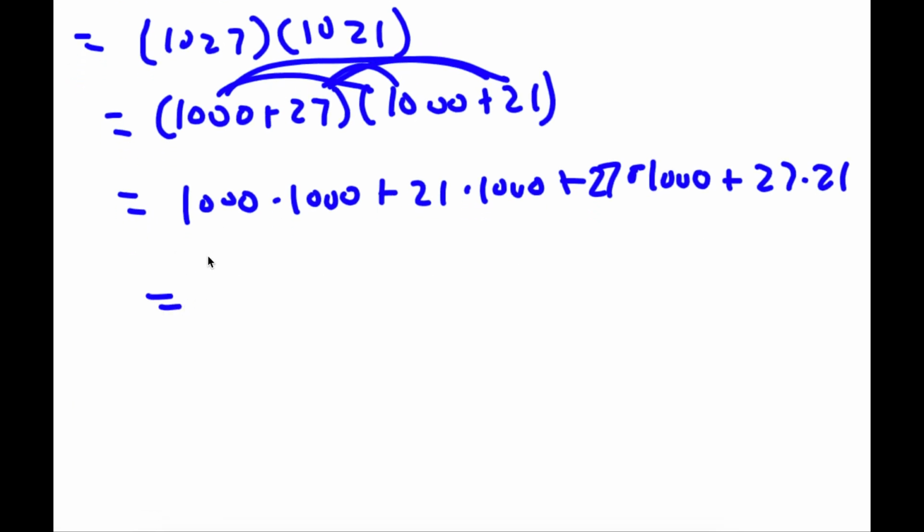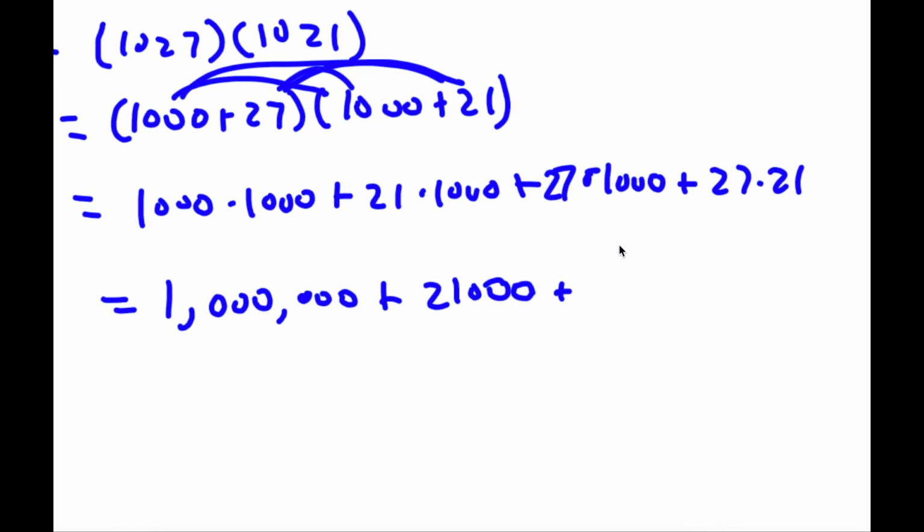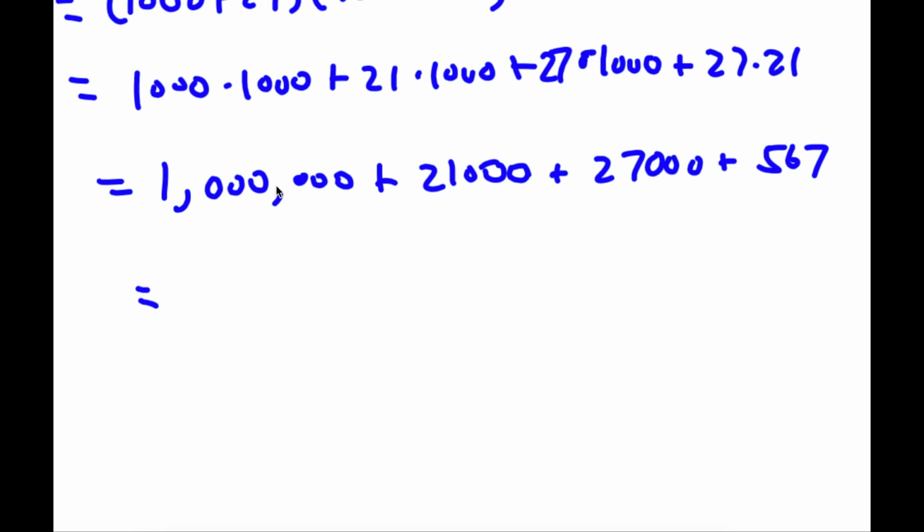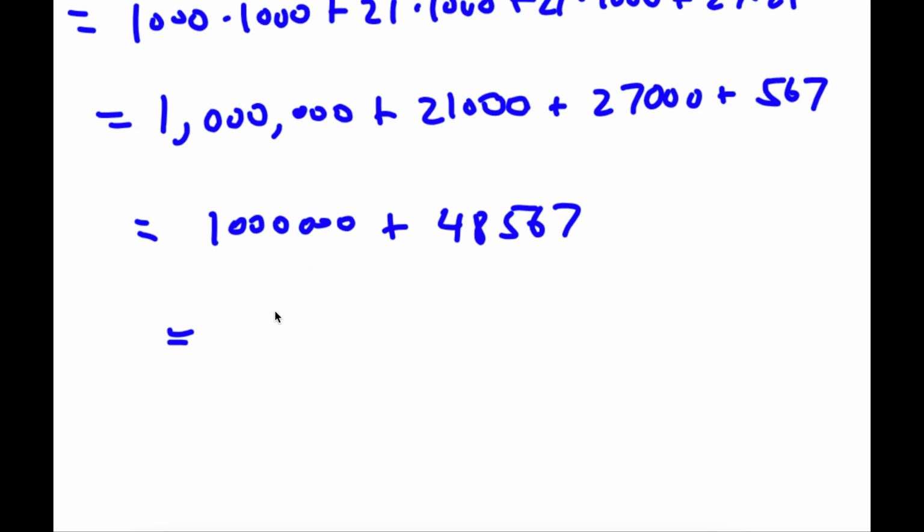Now 1000 times 1000 is going to be 1 million, so I have 1 million, plus 21 times 1000 is 21,000, plus 27 times 1000 is 27,000, plus finally 27 times 21 is 567. Now if I add all these up, 21,000 plus 27,000, that is going to be 48,000, plus 567 is 48,567, and now 1 million plus 48,567 is 1,048,567. So this is my answer.